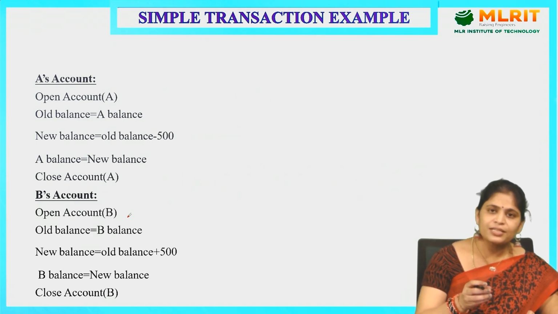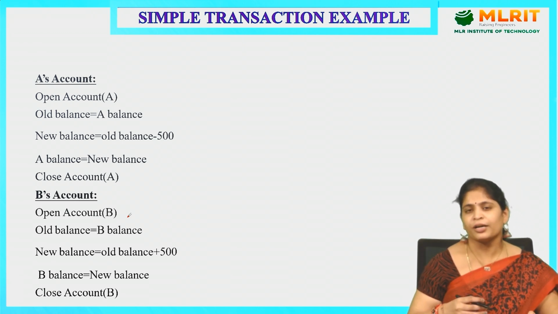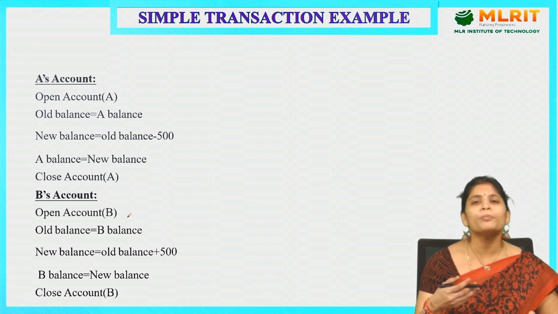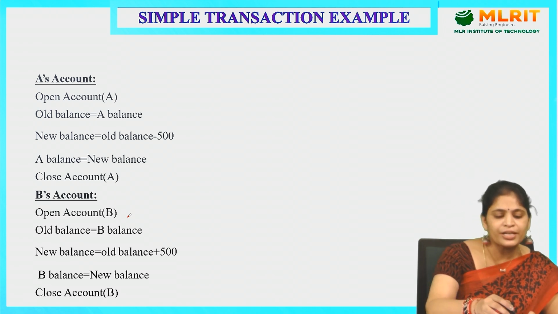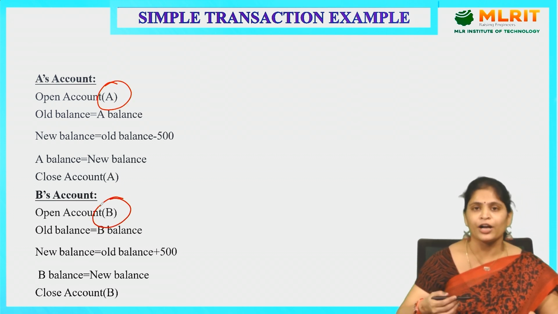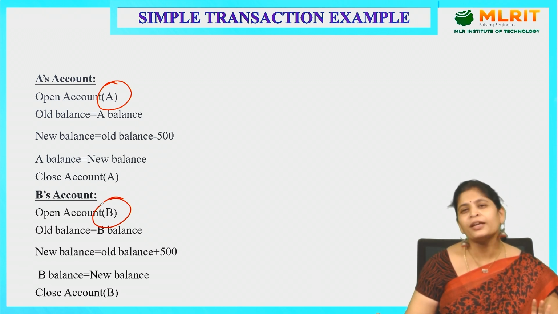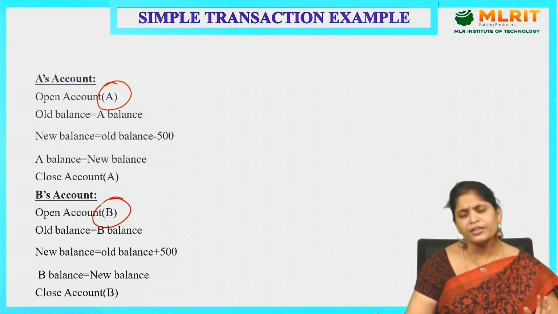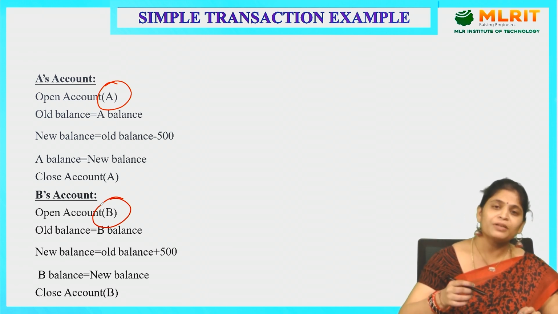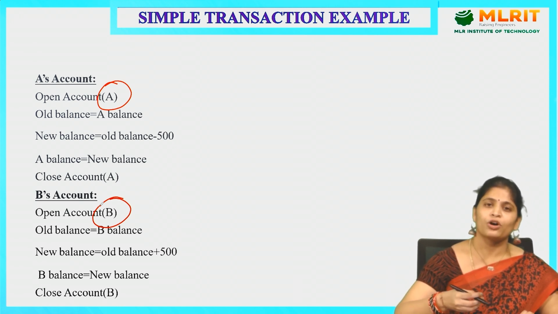So, let us discuss this transaction with a simple example. If I am one of the users and I want to transfer some amount, 500, to my friend, here A is one account holder, B is another account holder. The intention of this transaction is that I want to transfer rupees 500 from A to B. If we went to a bank to transfer or to deposit some amount, what will we do?